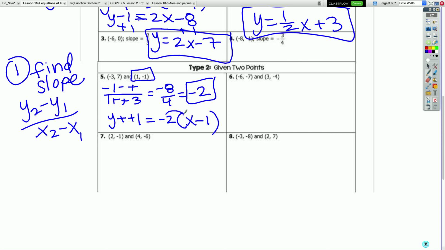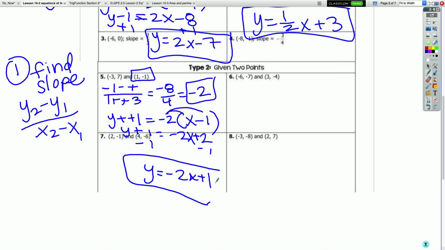So we have to distribute this -2. So I have right now y plus 1 equals -2x plus 2. Are we okay with that? And then what's the last step? Subtract 1, so we get y equals -2x plus 1. Did you get the same thing? Okay. So again, it doesn't matter which point you use, you'll still get the same answer.